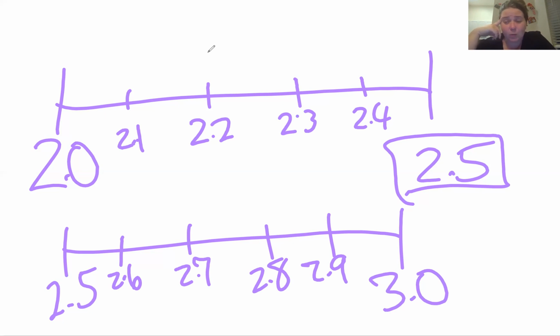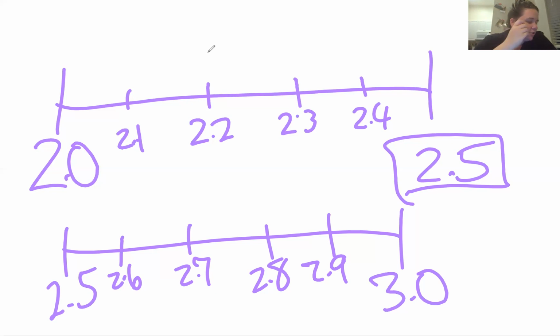That would just be 2.1 over again. There's no such thing as 2.10. It has to move up to the next number, just like it's growing, getting closer and closer to becoming the next whole number. All right.